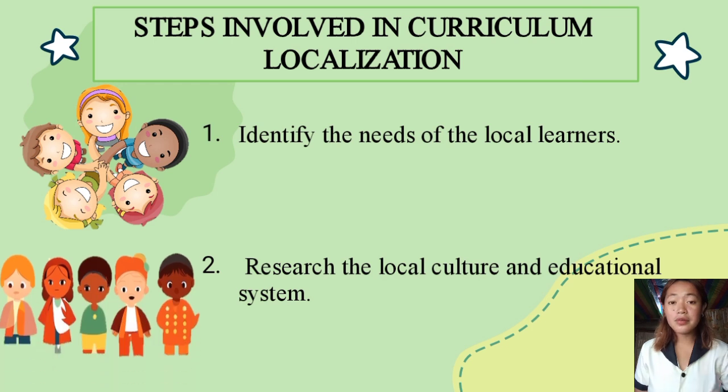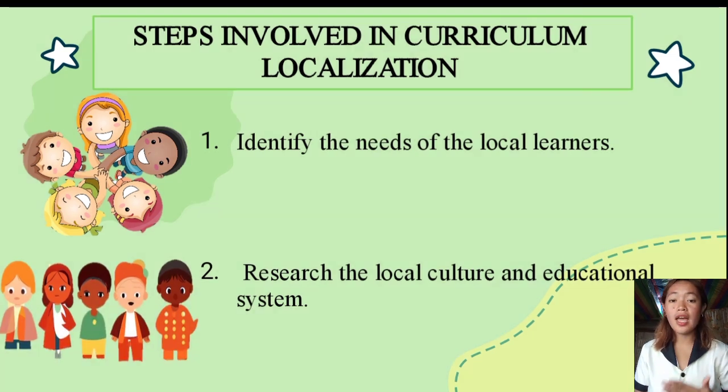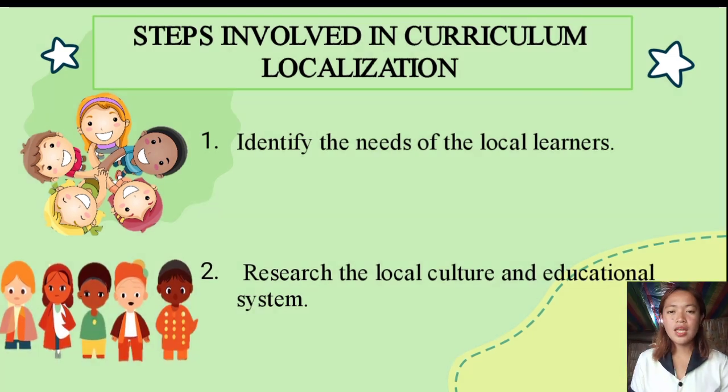The second step is to research the local culture and educational system. In a certain locality where some topics or certain words are considered taboo, the curriculum can be modified to avoid these sensitive areas, ensuring respect for local values.